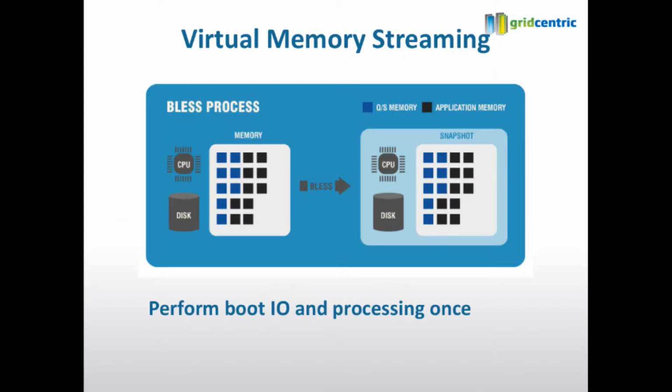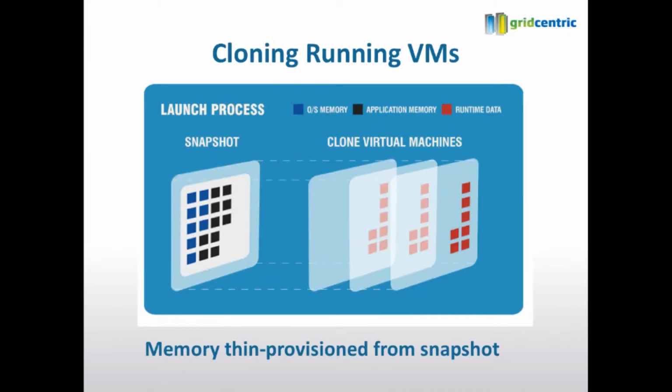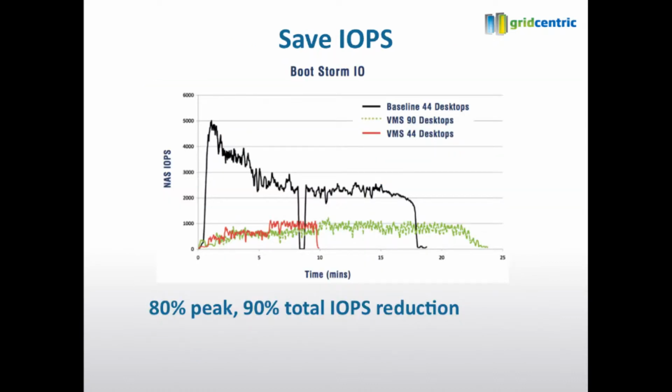The solution consists of booting a desktop a single time and storing in a snapshot of disk and memory the pre-booted desktop. New desktops are cloned from this snapshot. They bypass the entire boot sequence and associated I/O. They start immediately at the login screen. Because of this, in the general case, up to 90% of total IOPS are saved and up to 80% of peak boot IOPS are eliminated. This has a significant impact on the cost of VDI storage.